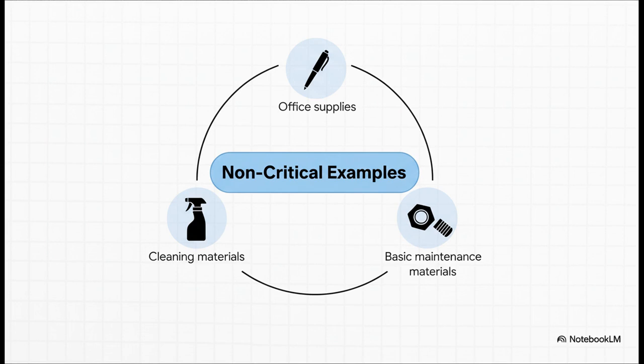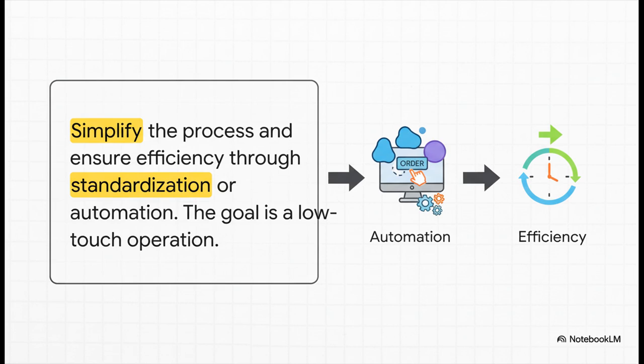They're super easy to find, and there are tons of suppliers out there who would love to sell them to you. So for these kinds of items, your strategy is simple. Simplify and make it efficient. You're not going to waste your top negotiators' time on this stuff. The whole goal is to spend as little time and energy as possible buying them. We're talking about automating orders, standardizing what you buy, basically making the whole process as smooth and hands-off as you can.